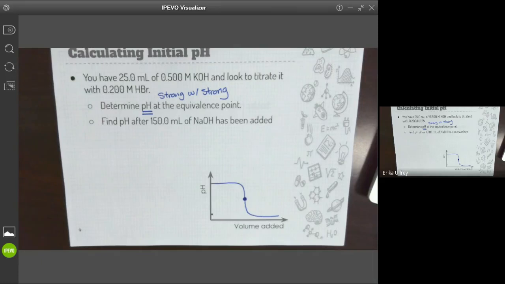It must be a pressure cooker when I'm randomly calling on people. What is the pH going to be? Emily Augustin.